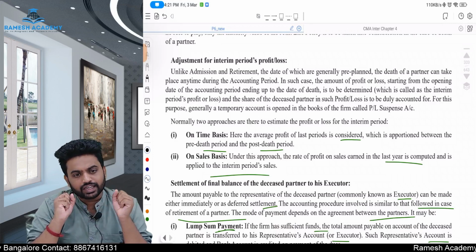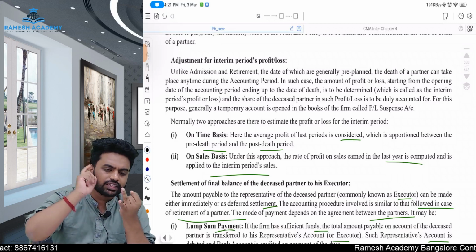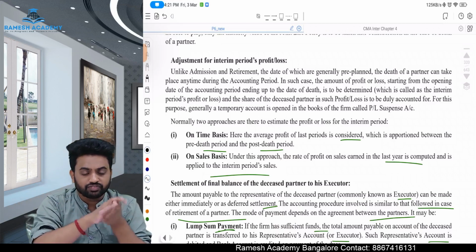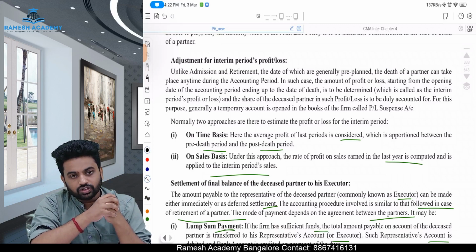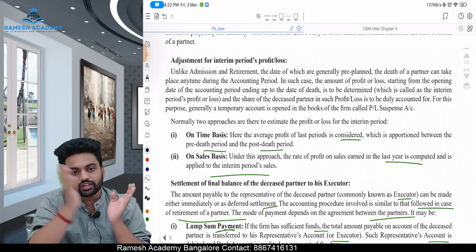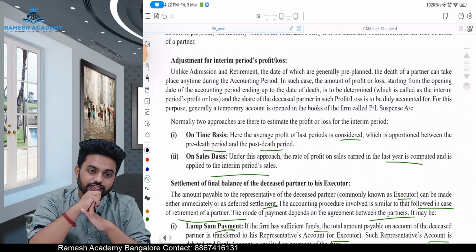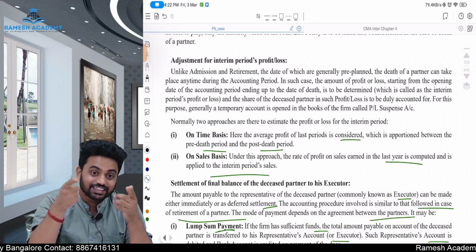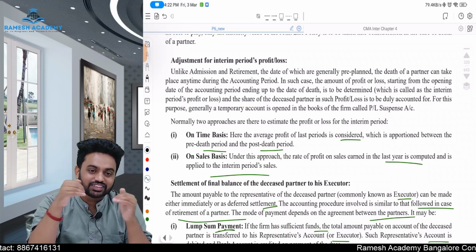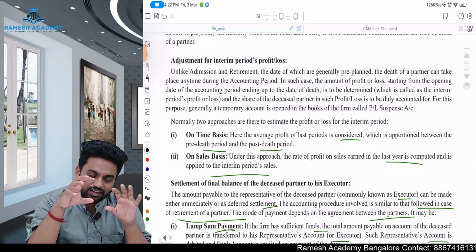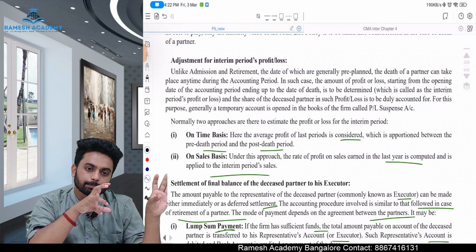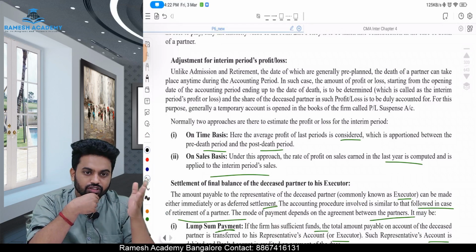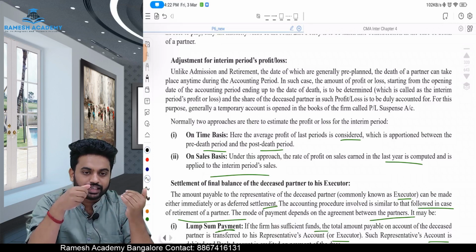The balance, whatever is there towards the deceased partner, relating to reserves, goodwill, his capital, his current account, the adjustment of the interim profit, whatever might be there, all those things will be transferred to his executor account. Later, if you pay his executor immediately, you will just debit the executor account and credit the bank, because when you pay, your bank balance decreases, an asset decreases.